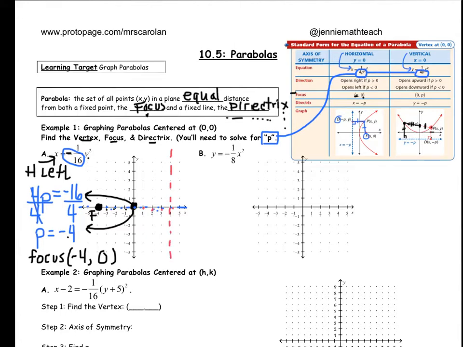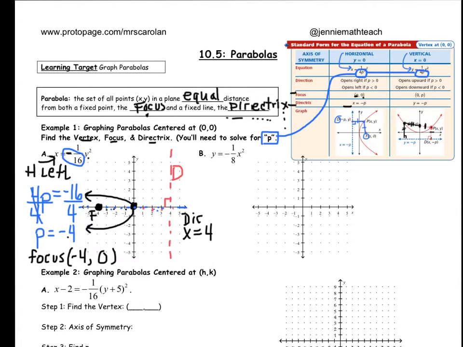That line, by the way, is the axis of symmetry. It'll be symmetrical on both sides. So there's the directrix. I'm going to label it with a capital D. And now we need to write down what the equation for that directrix is. If we look up here, the directrix is the equation x equals negative p, the opposite of p. So negative 4 or positive 4, that's the equation.